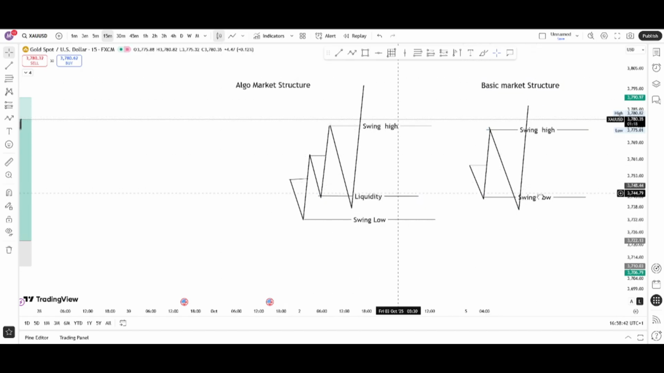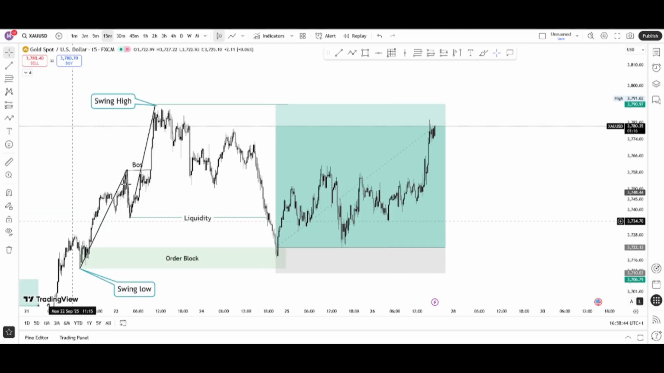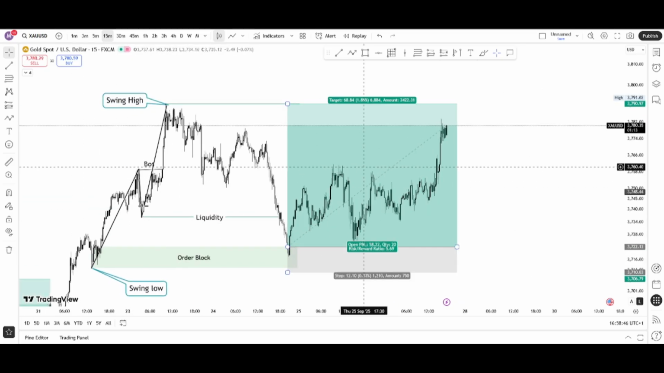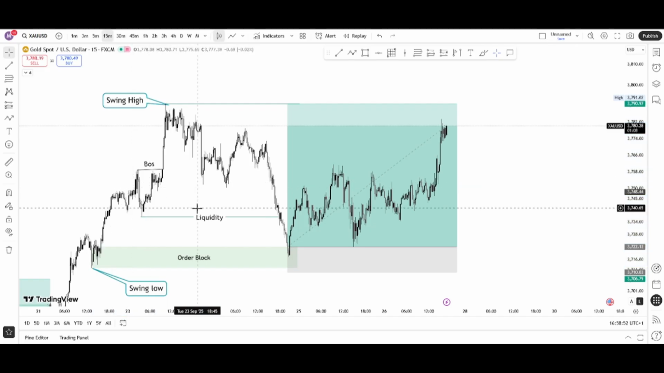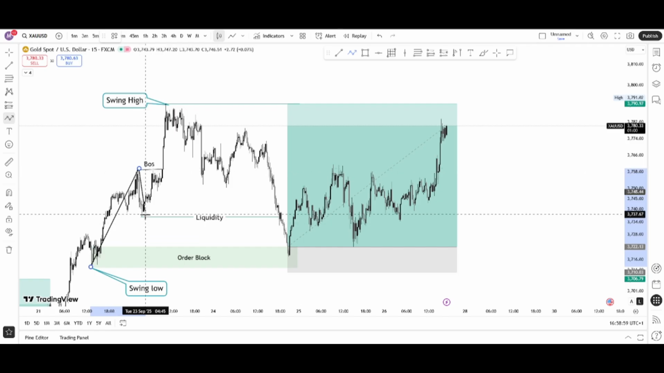So let's go to the chart and let me show you how I actually got this trade set up. I marked this out for the sake of this tutorial. This is A, this is B, and we have our swing high to our swing low. We got a break here, and this is our liquidity zone.